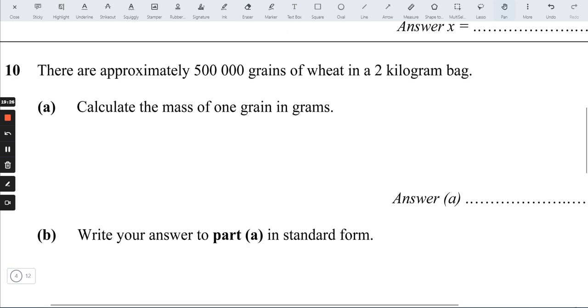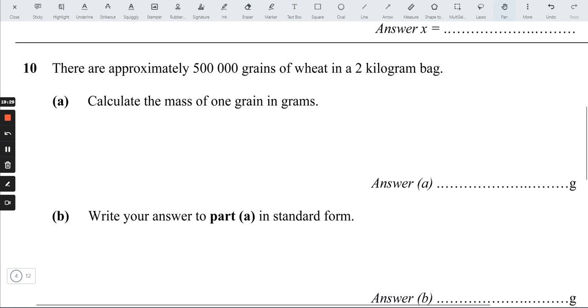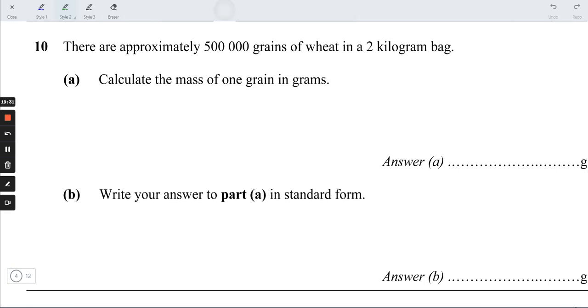Question 10 here. Question 10 says, there are approximately 500,000 grains of wheat in a 2 kilogram bag. Calculate the mass of 1 grain in grams. So here what we have is, for each 2 kilogram bag we have 500,000 grains. So it's in a ratio 2 to 500,000.